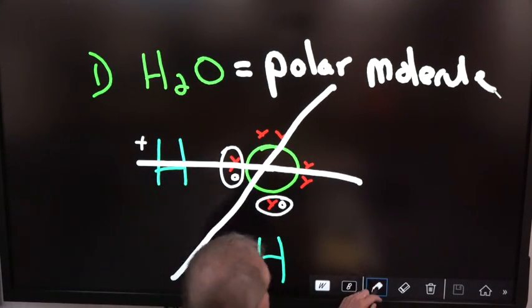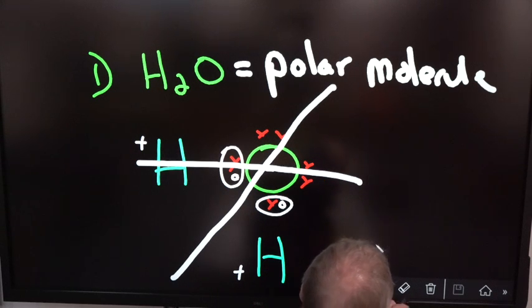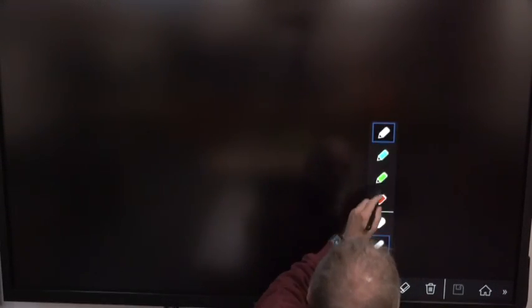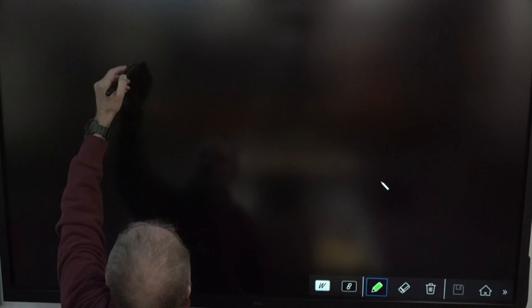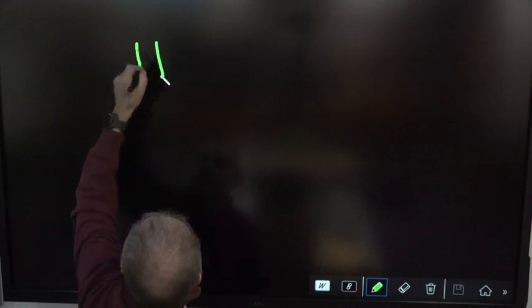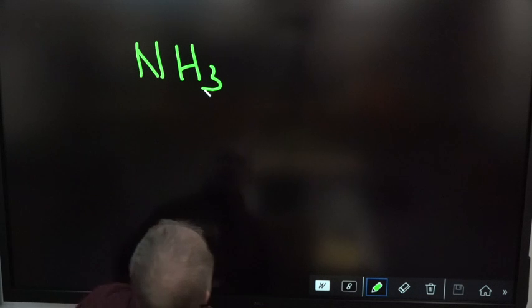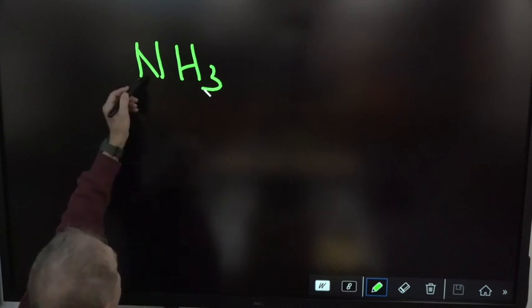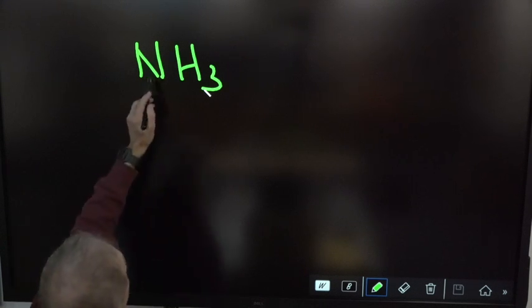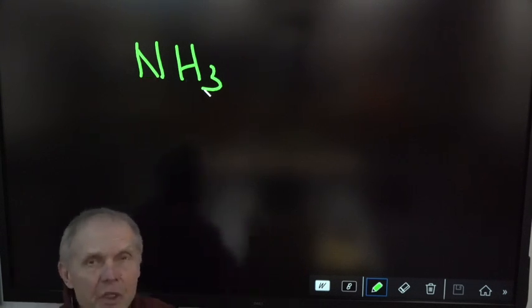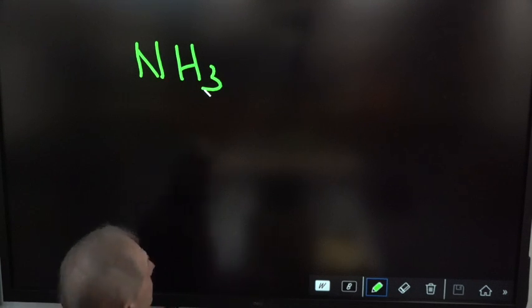Let's do a few more. That's an important one, water. All right. And we already drew this one, but we're going to draw one before we do. So let's do this one. Let's do NH3. Well, N is more electronegative than H, okay? So if that is more electronegative than that, we know it's going to be a polar bond, which is unequal sharing.